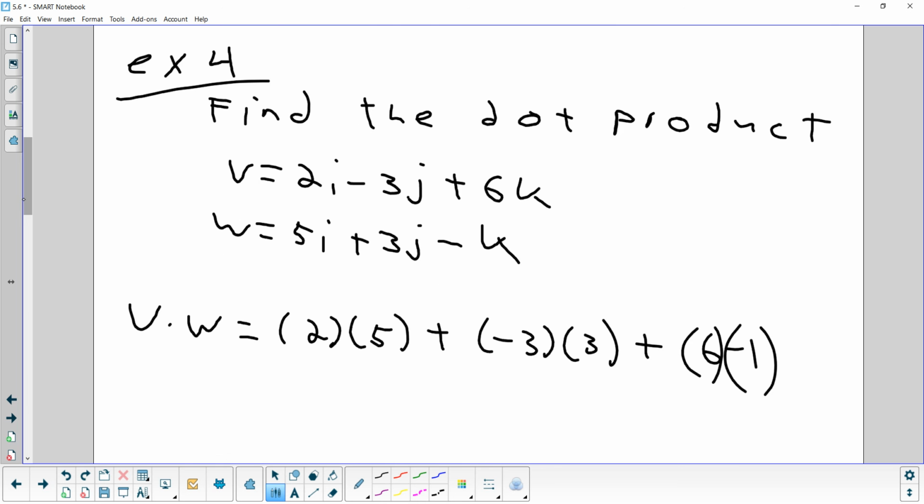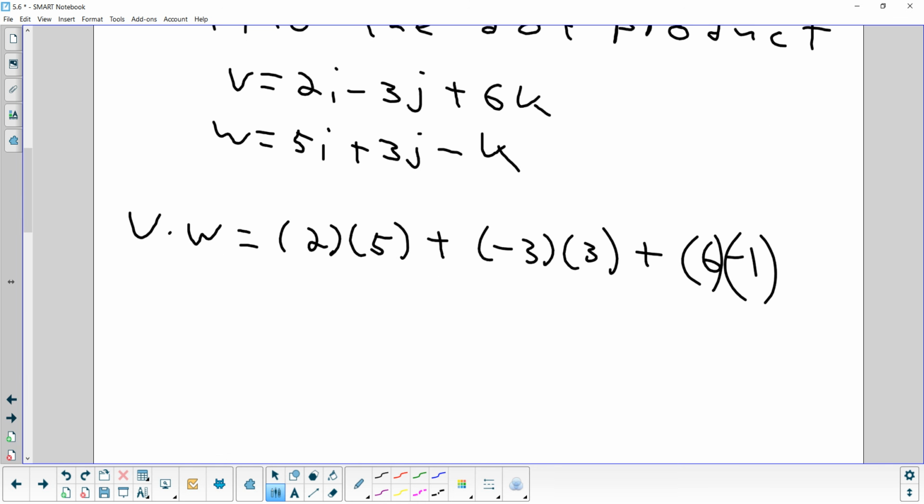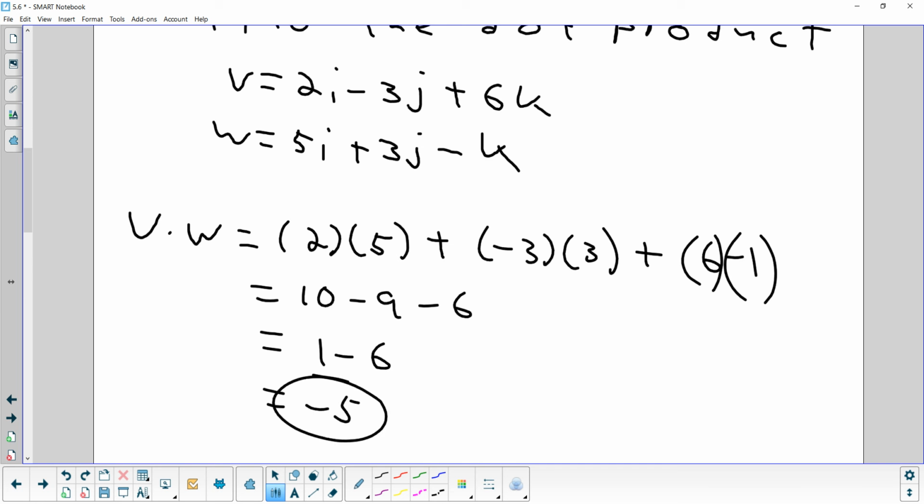All right, and Autumn, if I do this out, 2 times 5 gives me 10, and negative 3 times 3, negative 9, and 6 times negative 1, negative 6. 10 minus 9 is 1. 1 minus 6 is negative 5. Okay, so that's how you find a dot product in 3D.